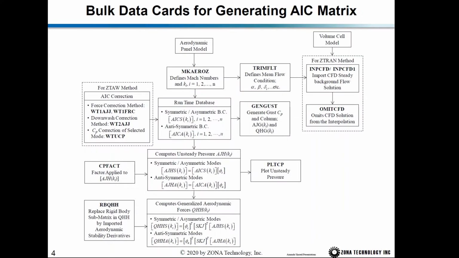In this slide, we show the bulk data cards and the processing procedure for generating the AIC matrix. Based on the aerodynamic model, the MKAEROZ card defines the Mach number and the list of reduced frequencies, and then it generates the AIC matrix. If you have a half-span model, the MKAEROZ card will internally generate symmetric and anti-symmetric AIC matrices. If you have a full-span model, it will generate an asymmetric AIC matrix.